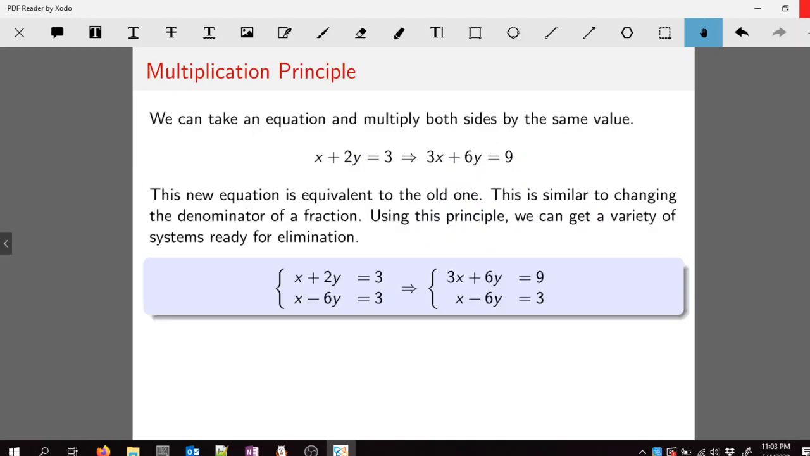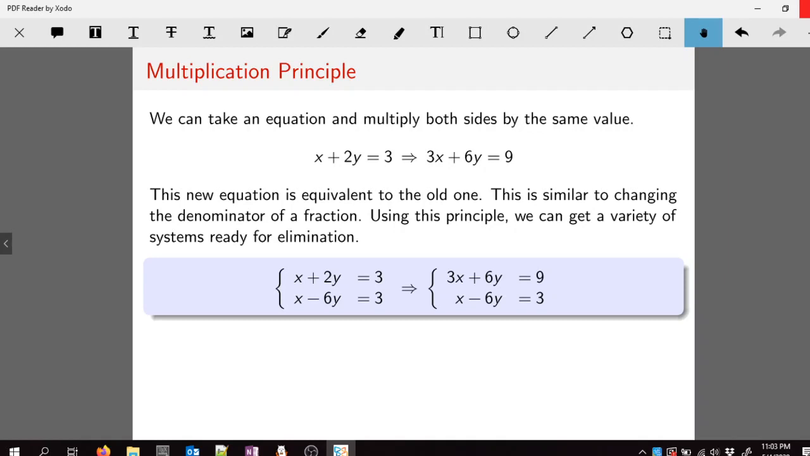This is called the multiplication principle. We take an equation, we multiply both sides by the same value. And this new equation is still equivalent to the old one. It's similar to changing the denominator of a fraction. If I use this principle, I can get a variety of systems ready for elimination.